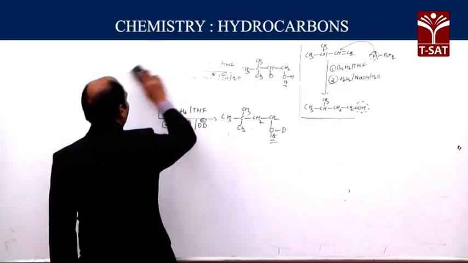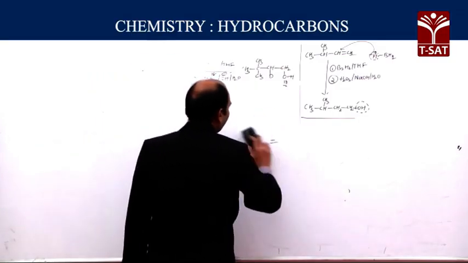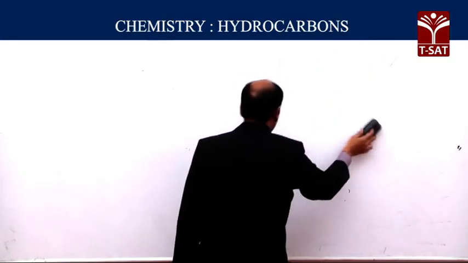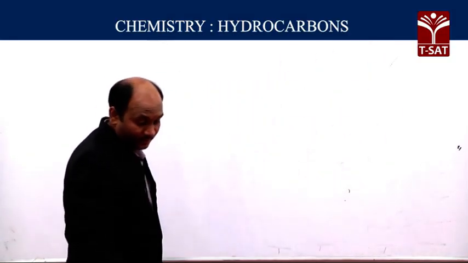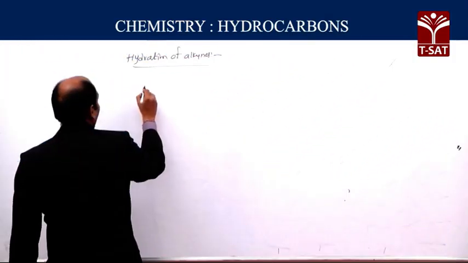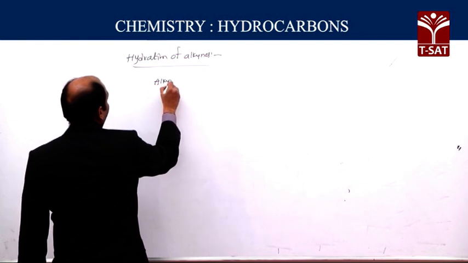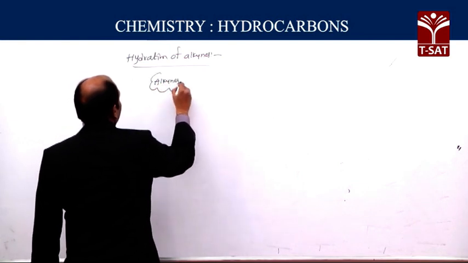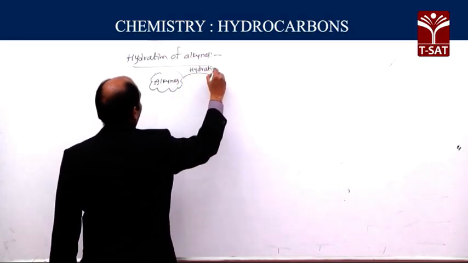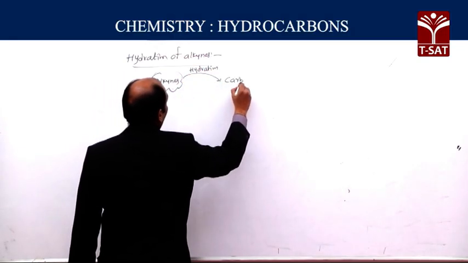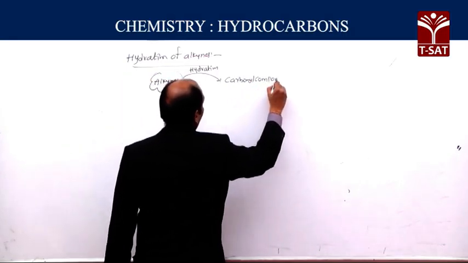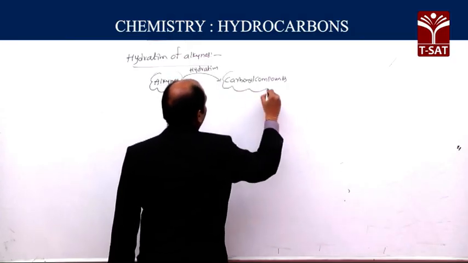After this, sir, what happens when hydration is done on alkynes? What happens if alkynes are hydrated? We saw alkenes, they became alcohols. Hydration of alkynes: when alkynes are subjected to hydration, they are converted into carbonyl compounds.